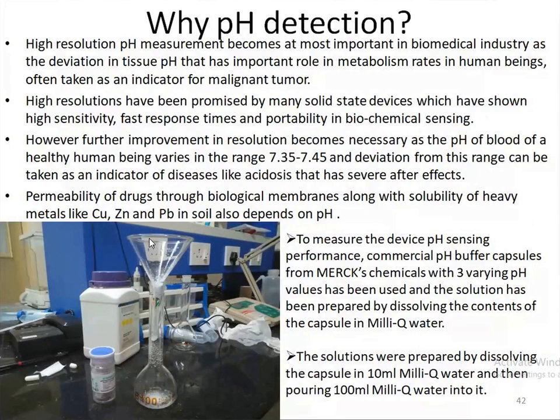In the case of a healthy human being, the body pH or blood pH will vary from 7.35 to 7.45. If it is more acidic, it will be an indication that the person has some kind of disease such as tumors or cancers. Similarly, if it is very basic, it is again an indicator of some other diseases.